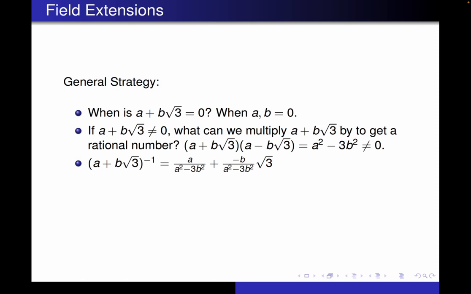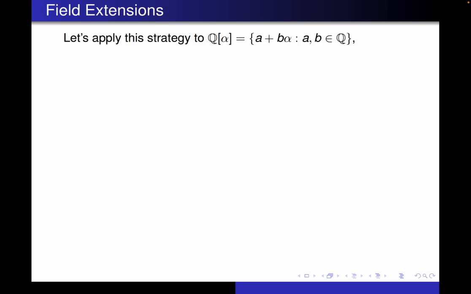Which tells us that every non-zero number has a multiplicative inverse that is in that same field, in that same ring. And that tells us that Q of square root of 3 is a field. So now we're going to try to apply the same strategy to a more complicated example.